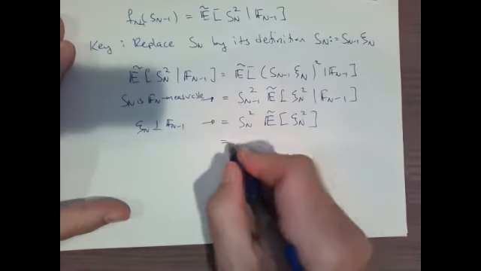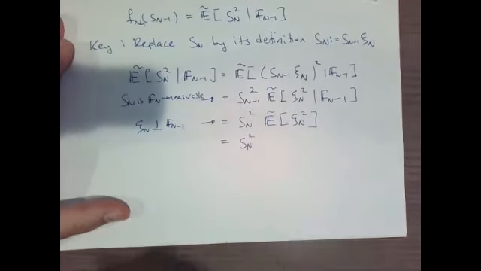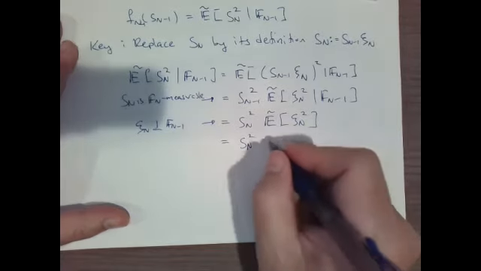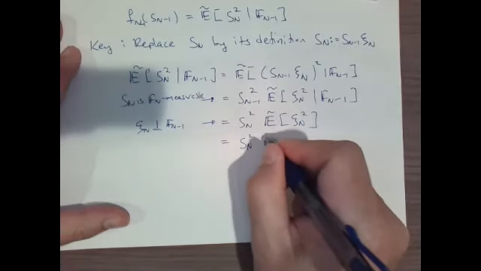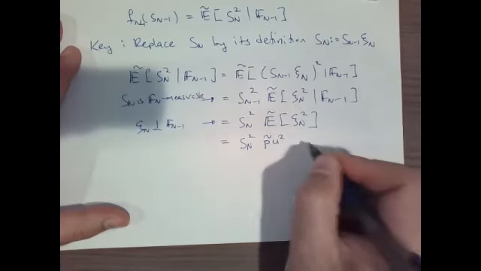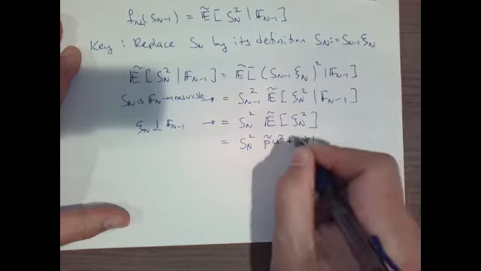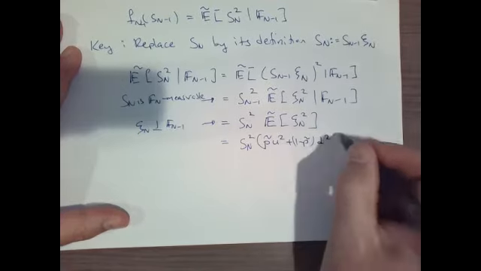And then I can work out what this expectation really is. This is p tilde times u squared plus 1 minus p tilde times d squared.